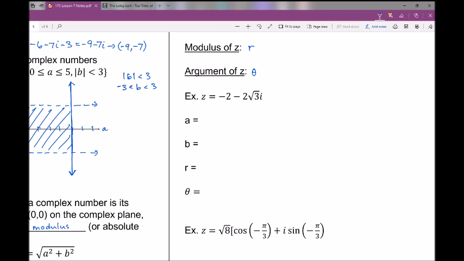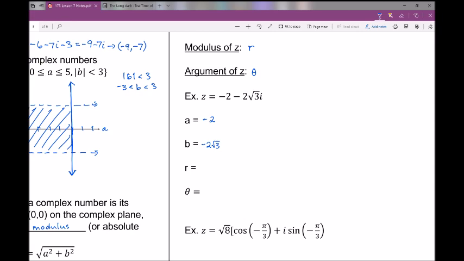So first we want to identify a, and so a is -2, and then we want to identify b. b is -2 times the square root of 3. So a is just the constant term, and b is the term with the i. All right.